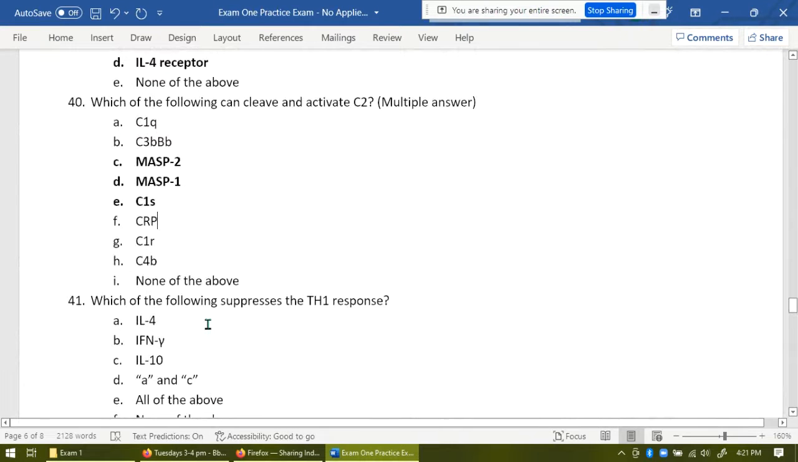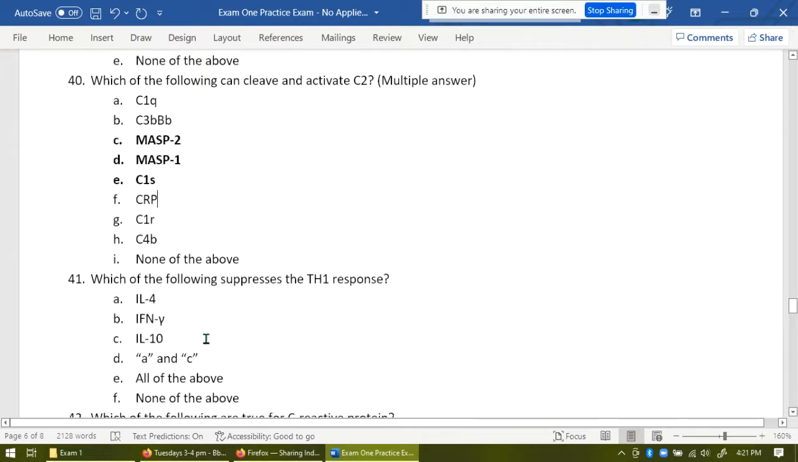Which of the following suppresses the Th1 response? That would be IL-4, not interferon gamma. That one promotes the Th1 response. And IL-10. So A and C on this one.